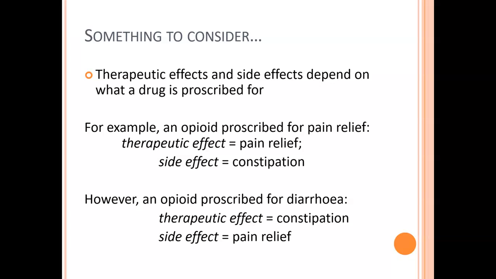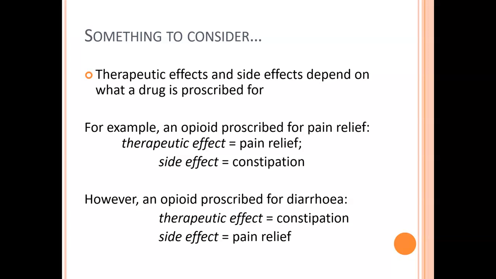Then the therapeutic effect is the constipation. It's going to stop your diarrhea. The side effect, though, is now pain relief. So the idea of a therapeutic effect and a side effect, it really depends on what you want from the drug. And remember that drugs can do multiple things. Appetite suppressant and the high that you get from tetrahydrocannabinol. Well, THC is now used in a medicinal sense.